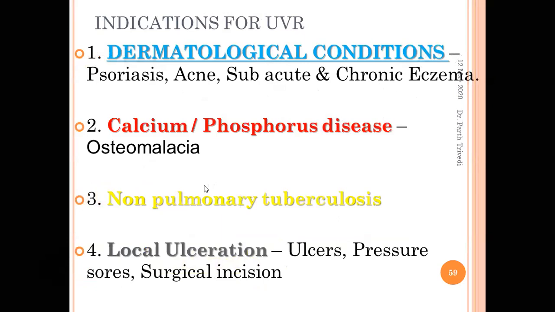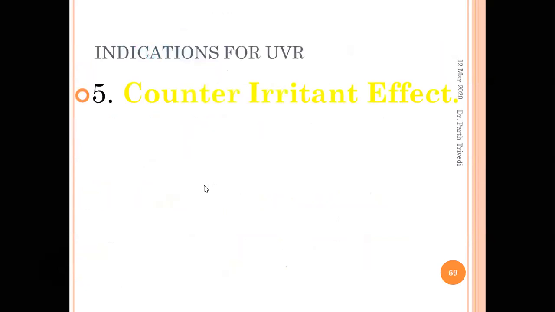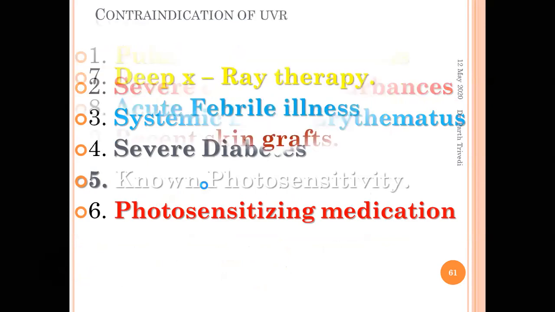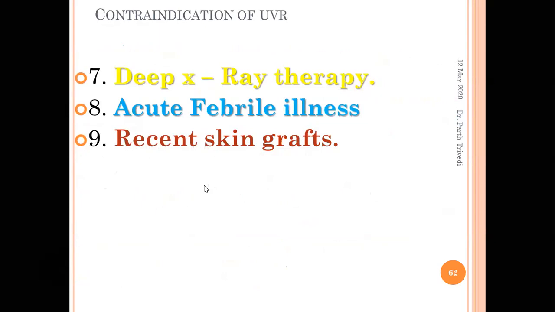So dermatological conditions, calcium phosphorus diseases, non-pulmonary tuberculosis, local ulcerations, and counter irritation effects are general indications of UVR. Contraindications: pulmonary tuberculosis, systemic lupus erythematosus, cardiac disturbances, photosensitivity, photosensitizing medicines, deep X-rays, acute febrile illness, and recent skin grafts are contraindications.